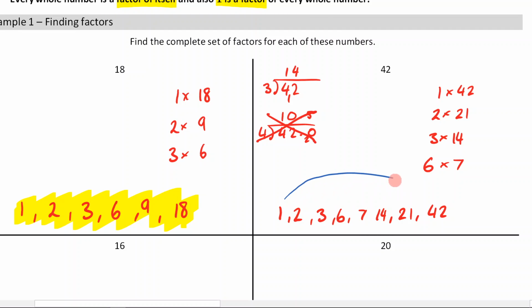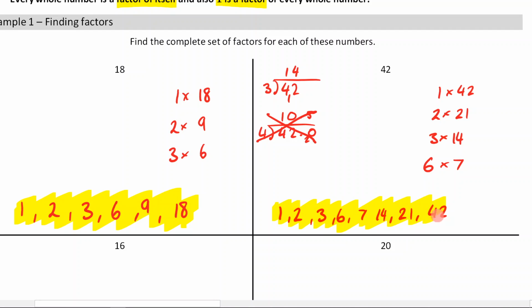I have 1 and 42, 2 and 21, 3 and 14, 6 and 7. Could I get any numbers between 6 and 7? Well, no, because there are no numbers that exist between 6 and 7. So that means I'm done. These are going to be all my factors. Let's rub this all out, and let's highlight our answer.